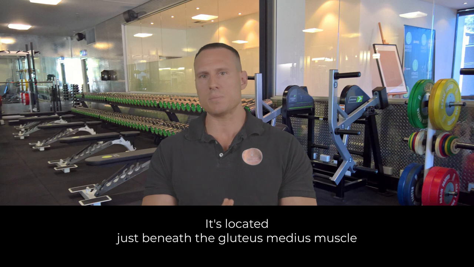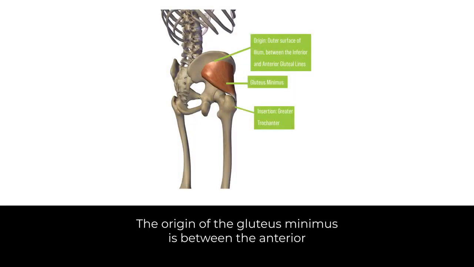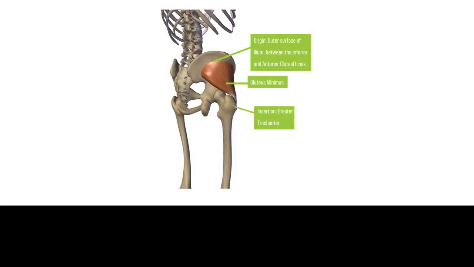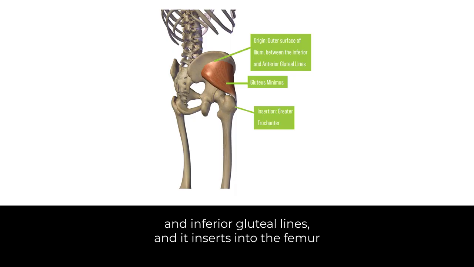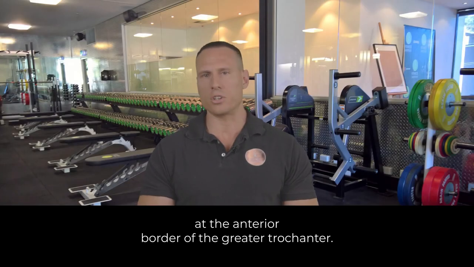The gluteus minimus is the smallest of the gluteal muscles. It's located just beneath the gluteus medius muscle, and it shares many of the same functions. The origin of the gluteus minimus is between the anterior and inferior gluteal lines, and it inserts into the femur at the anterior border of the greater trochanter.